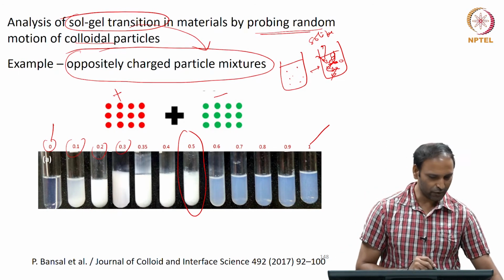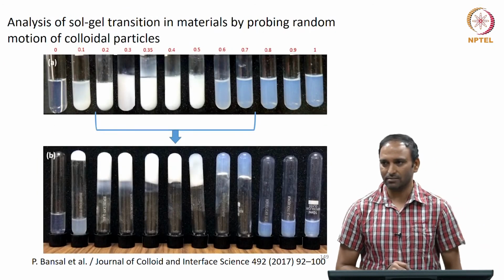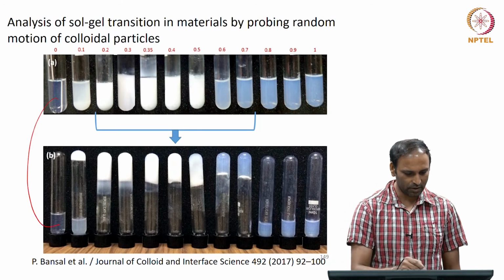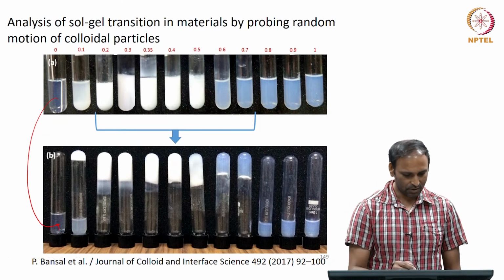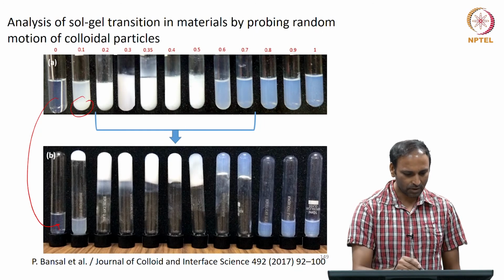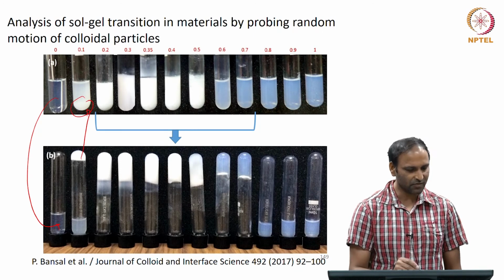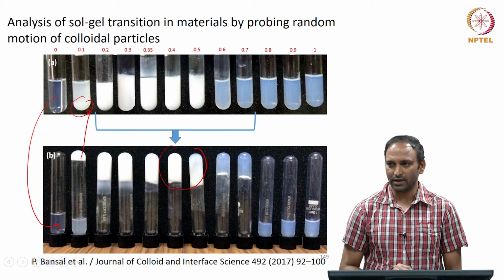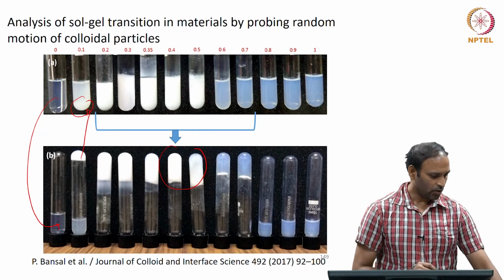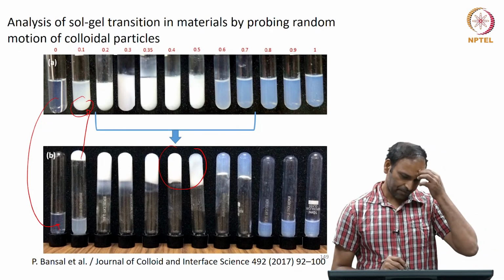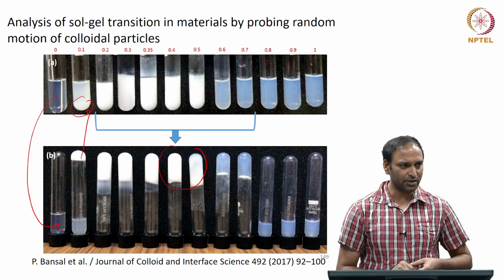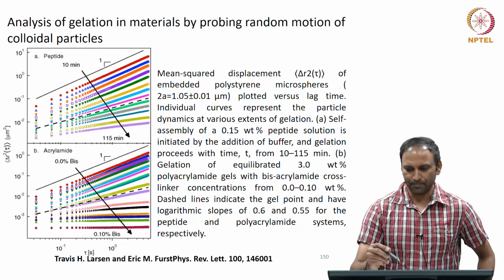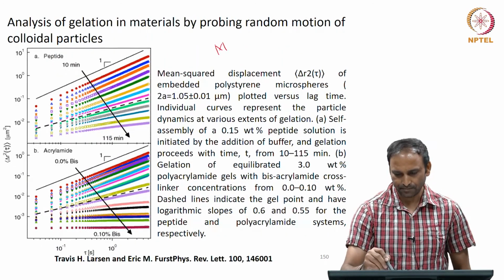One of the simplest ways of doing this would be to just invert the vials. Very simple, you just invert the vials. You see that liquid here, it just flows. In this case, some is solid and some is fluid, but at some concentration everything remains in place. So, right now if you want to infer the sol-gel transition in materials, what people do is they use a technique called microrheology.